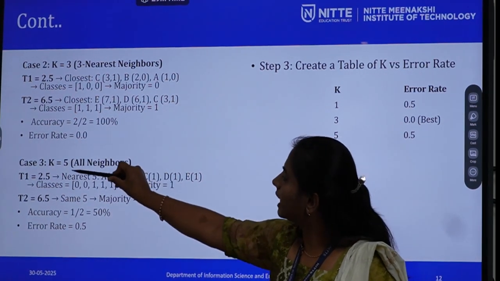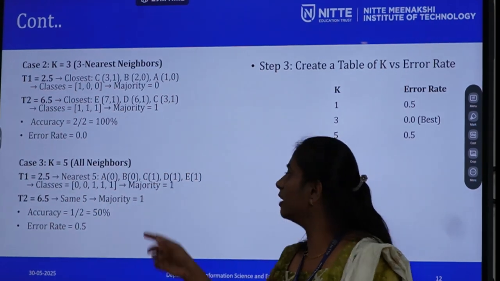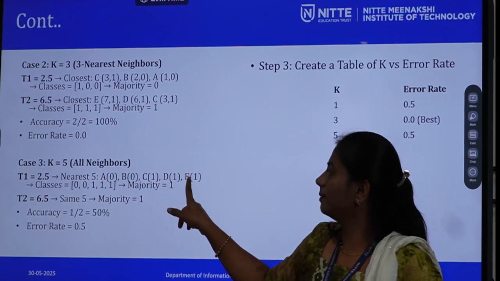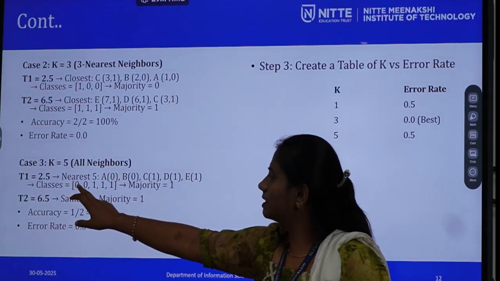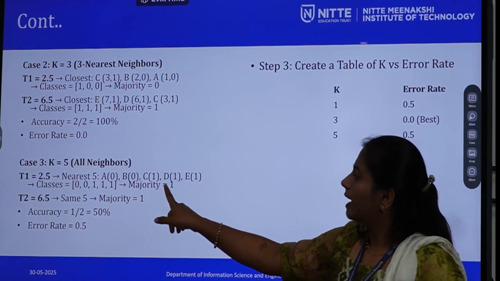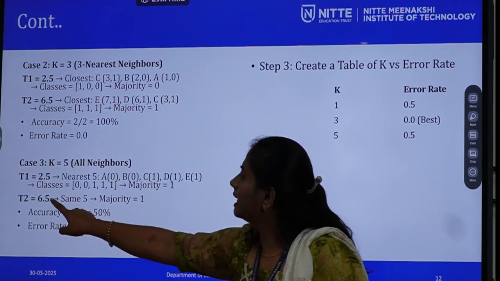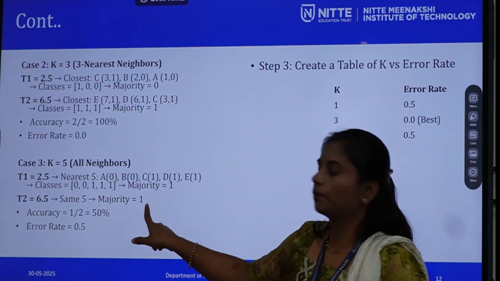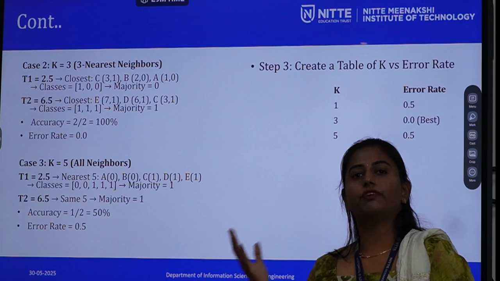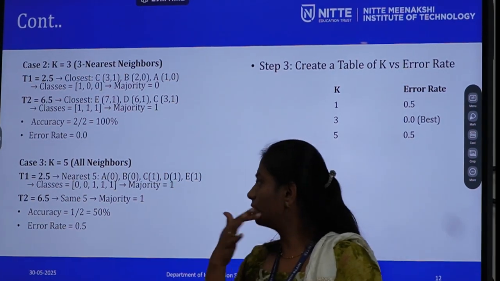Now consider k equals 5, where I take the 5 nearest data points. These are A equals 0, B of 0, C of 1, D of 1, E of 1. The classes for these features are 0, 0, 1, 1, 1, and the majority is 1. Then for the second test point, the majority is also 1. The actual class for 2.5 is 0 and for 6.5 it is 1, but now for both it is showing 1, so the error rate has to be calculated.